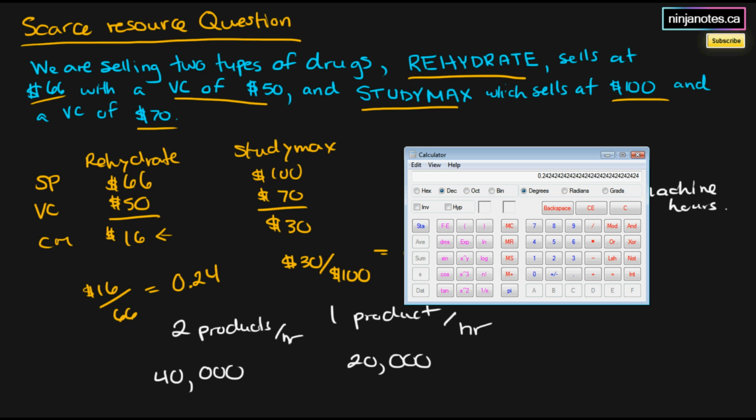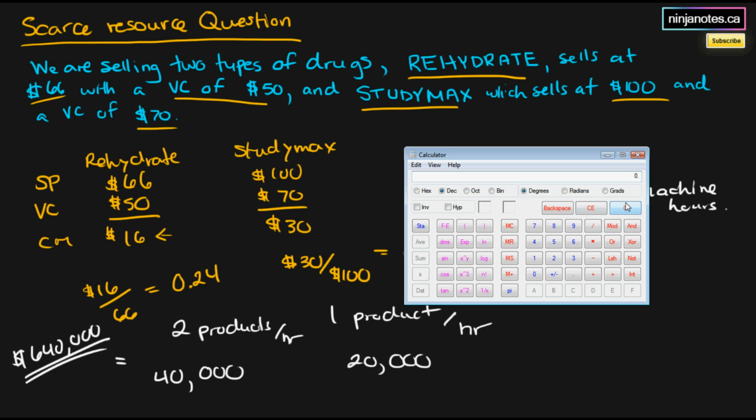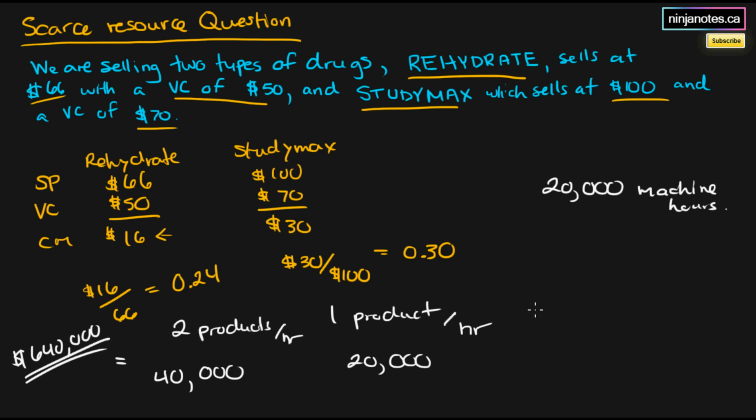So, let's figure out how much total contribution margin each product will generate. For the first one, it's 40,000 products times $16 of contribution margin each, which is $640,000 of contribution margin. The second one is 30 times 20,000, which is $600,000. We'll need the calculator for that. And since this has a greater contribution margin, we are going to go with Rehydrate.